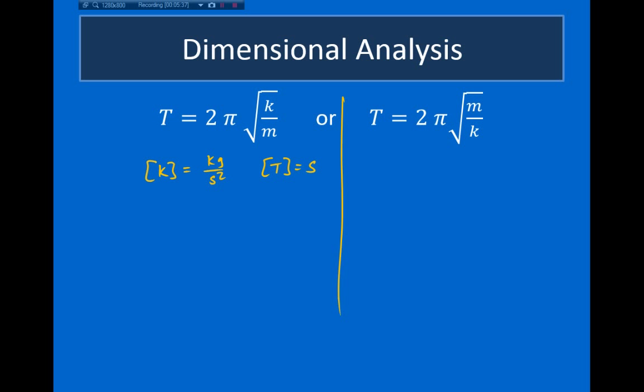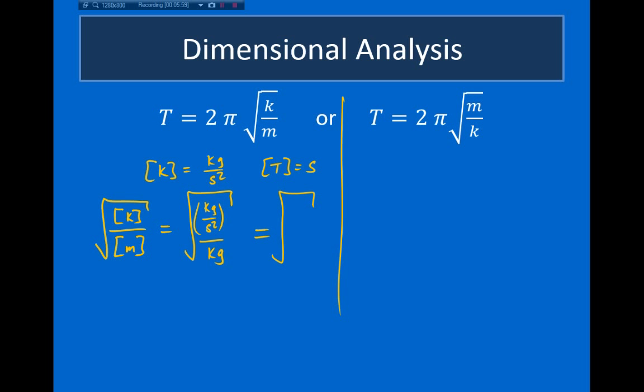So let's go ahead and start with this one that's on the left. We have that this is going to be the square root of the units of k divided by the units of m. So this is the square root of kilograms per second squared divided by kilograms. So this has units of the square root of 1 over seconds squared, or just 1 over seconds. So obviously this does not have the right units. T has units of seconds, and the square root of k divided by m has units of 1 divided by seconds. So let's try the other equation.